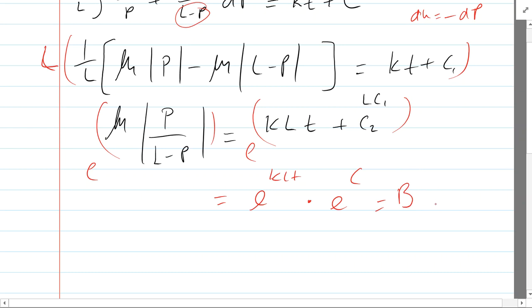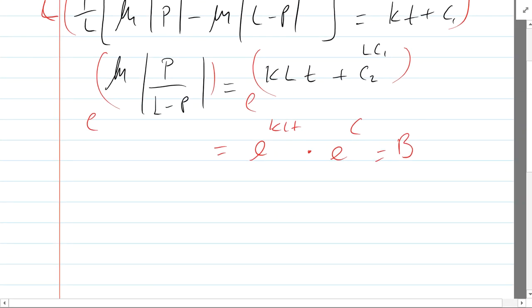It's going to be B, because I don't want you to confuse this with exponential growth when we get to it. B e to the KLT. Ooh, that's cool. And what's on the other side? P over L minus P. That's way cool. We're almost there, but not yet, because I really want to solve for P, and I can't do it in this form. So I need to do some multiplying and get things on the other side, right?